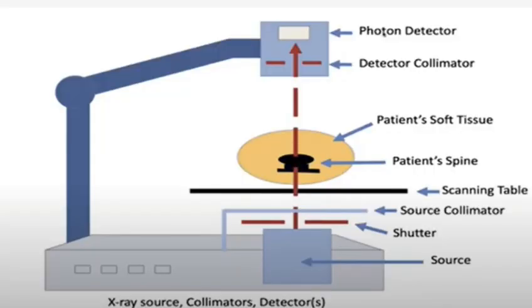This is the basic structure of DEXA. From below, the X-rays are coming and they will hit the patient. Those X-rays will be detected with a detector. We have the source followed by a shutter, then the source collimator to reduce the radiation, then the scanning table on which the patient is lying. Then X-rays will go to and hit the detector. We have the detector collimator and the photon detector. And finally, we will get an image.